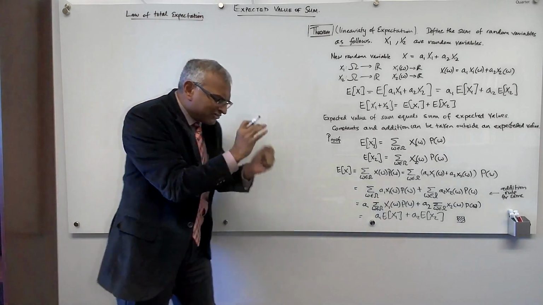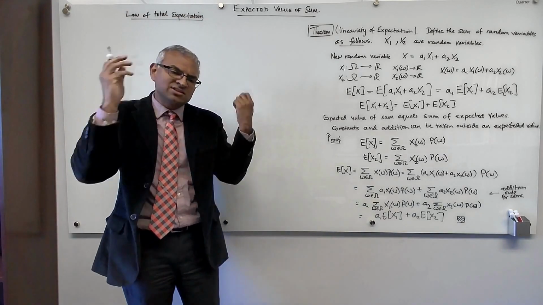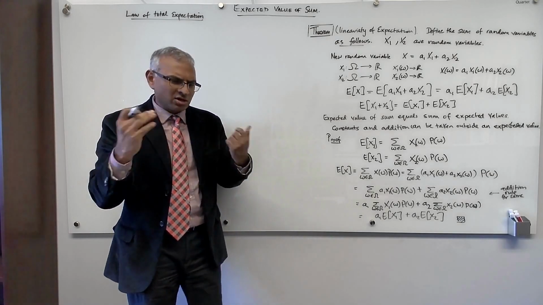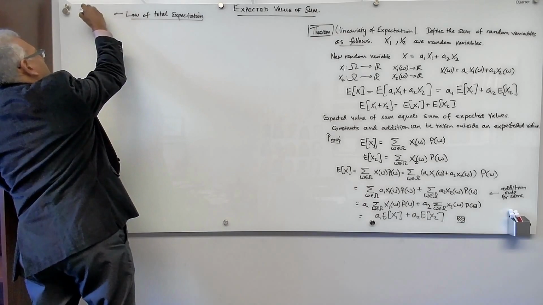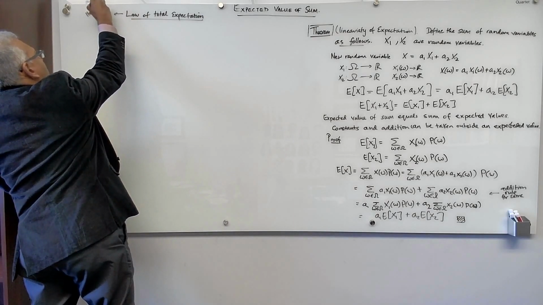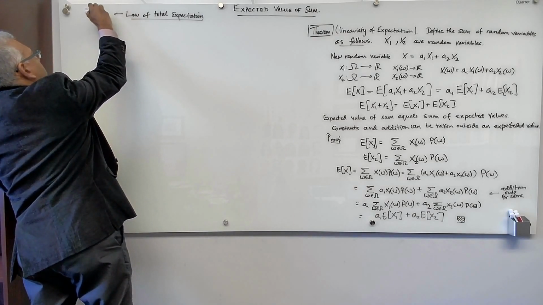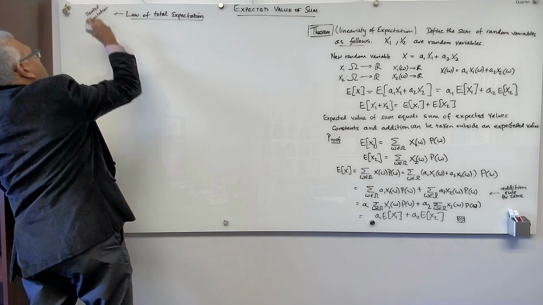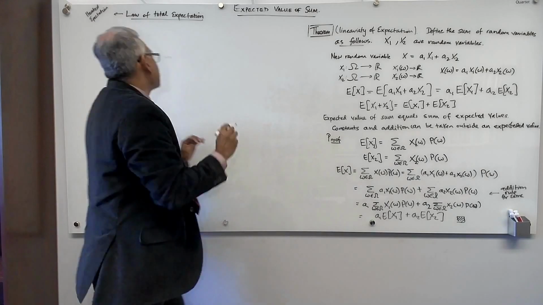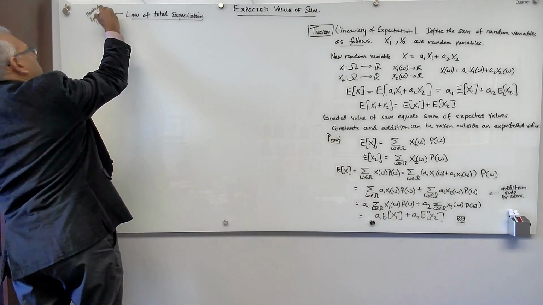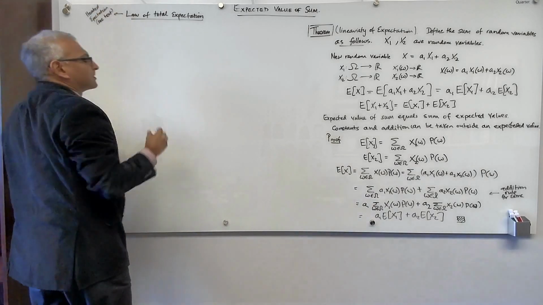Now, one reformulation of the law of total expectation leads us to a tool or a concept called iterated expectation. And I'm not going to cover that here. You can read all about it in the text. So see text.